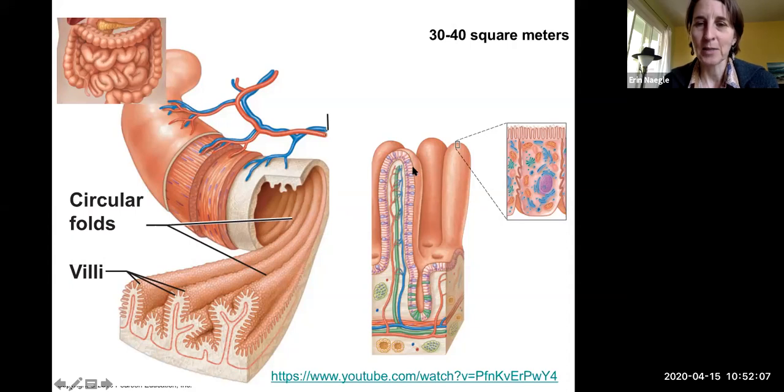But these simple columnar epithelium in your small intestine also have a way to increase surface area. So when you look at individual cells, they have these up, down, up, down, up, down, and these are called microvilli. That all helps increase the surface area of your intestines to 30 to 40 square meters. That's like half a tennis court. It's a lot. Awesome.